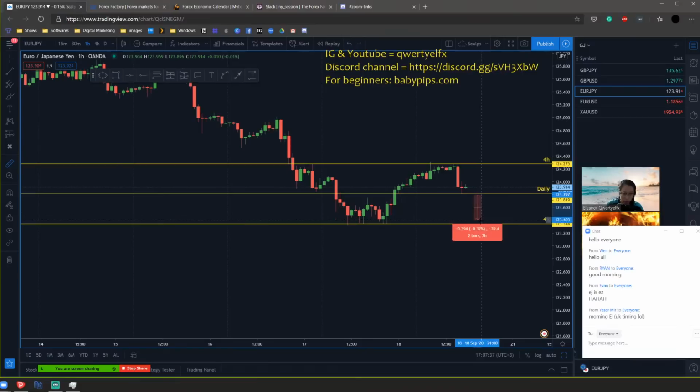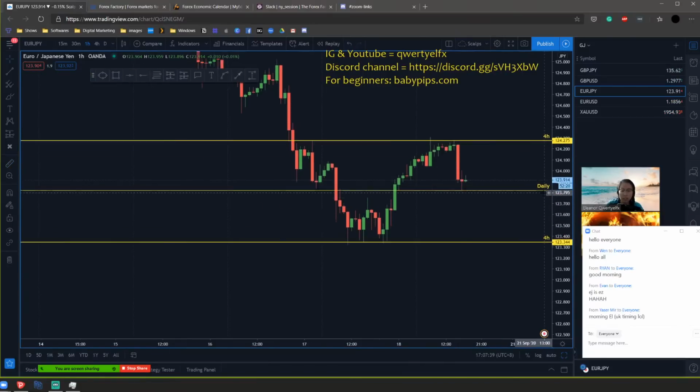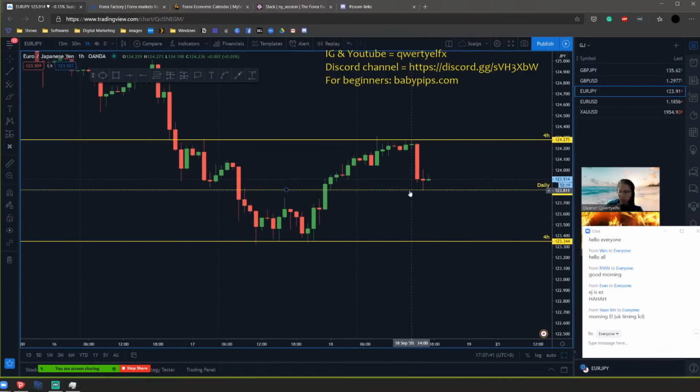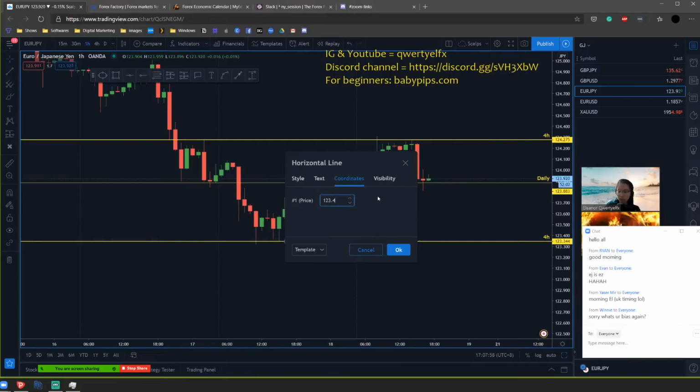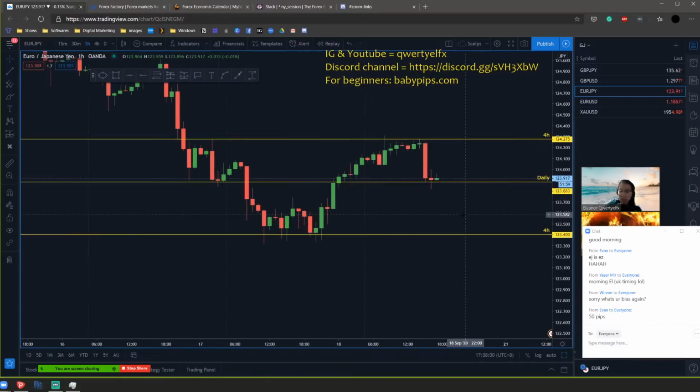So let's check how big this range is. Ideally if we clean up this daily zone over here, tighten it up a bit based on the 1 hour, you would see support being formed here. So I want it to break with a solid resistance before we take it down to 123,400.